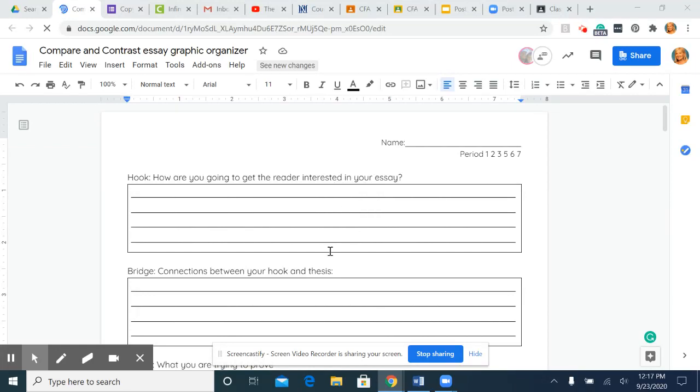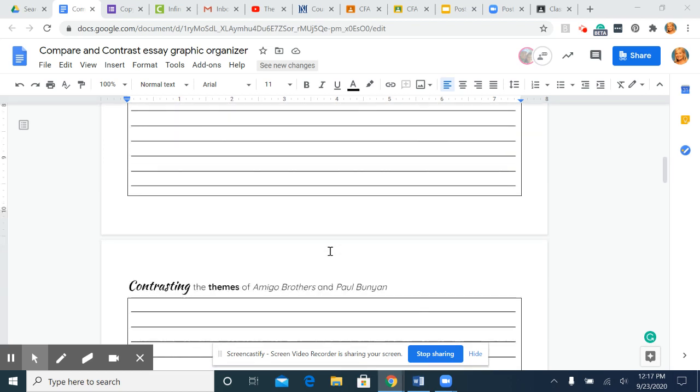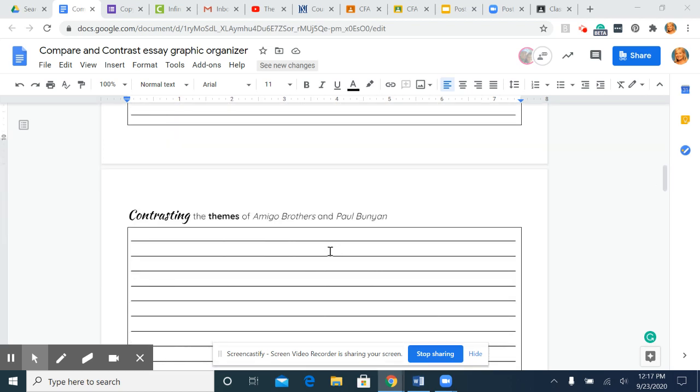Okay, I just wanted to take an opportunity to go over the essay. This is your first CSA that's going into the gradebook, so we want to make sure that we have covered all of the bases for it. You should have read Paul Bunyan and Babe the Blue Ox and also Amigo Brothers.